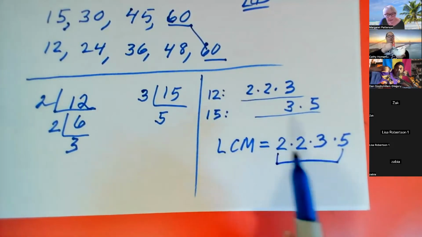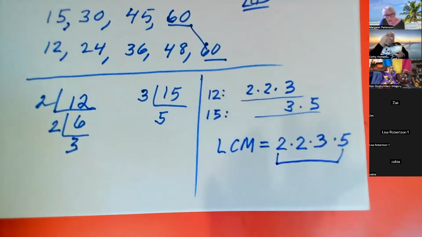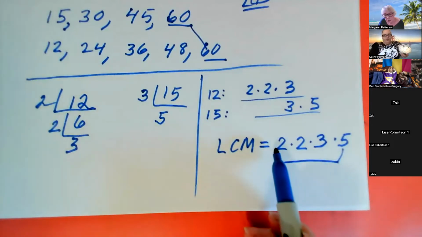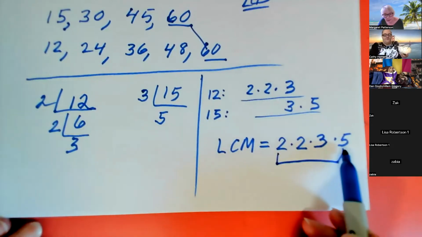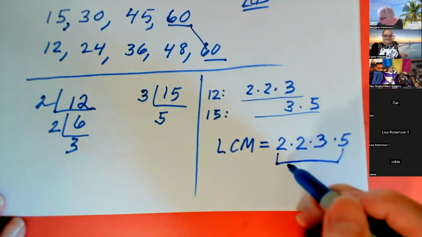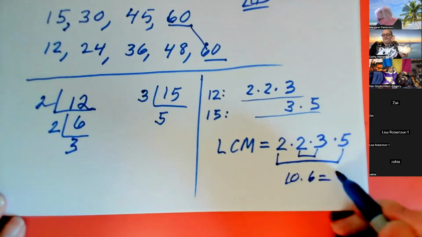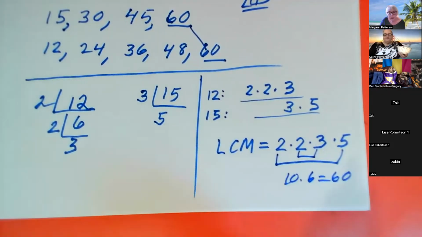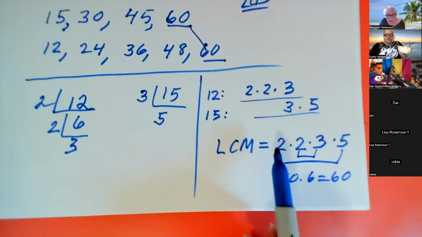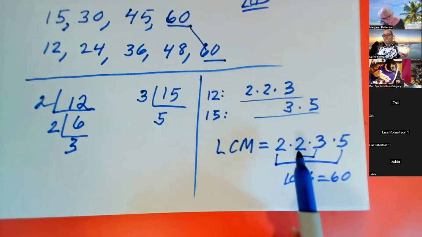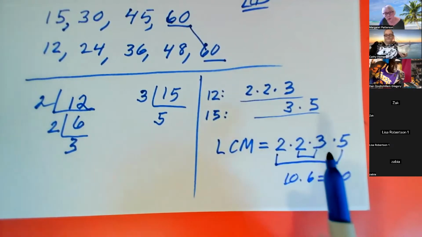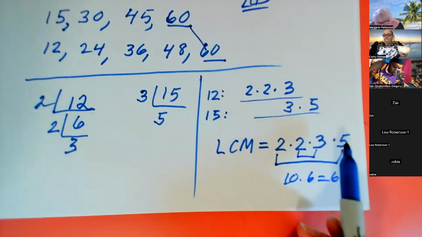Remember how we did commutative and we would switch the order and we did the associative property? Look at this, 2 times 5 is 10, right? 2 times 3 is 6. 10 times 6 is 60. Now you can do this the hard way. 2 times 2 is 4. 4 times 3 is 12. 12 times 5 is 60.